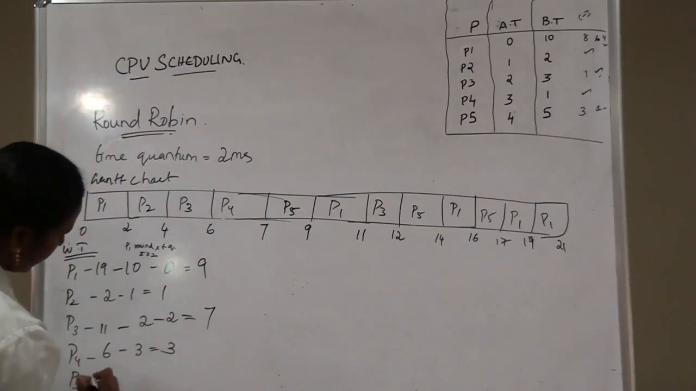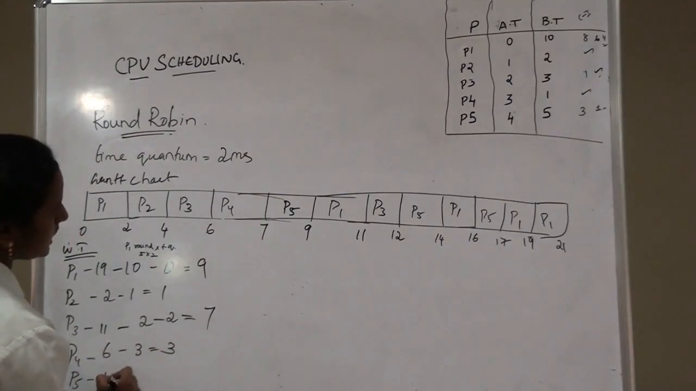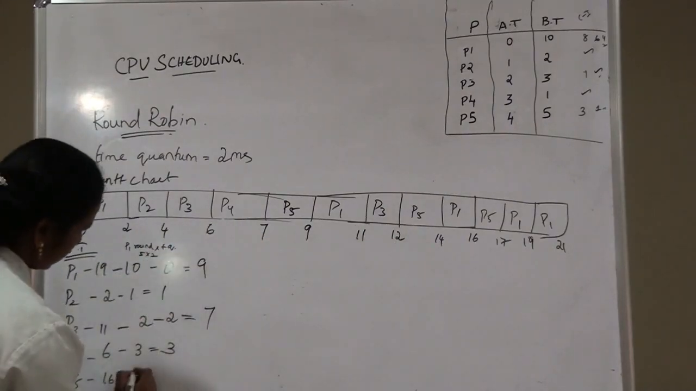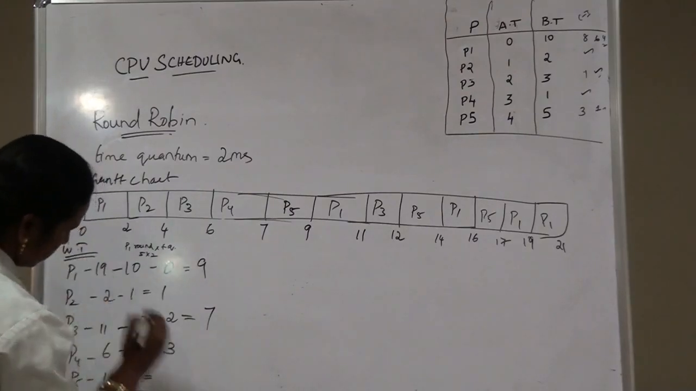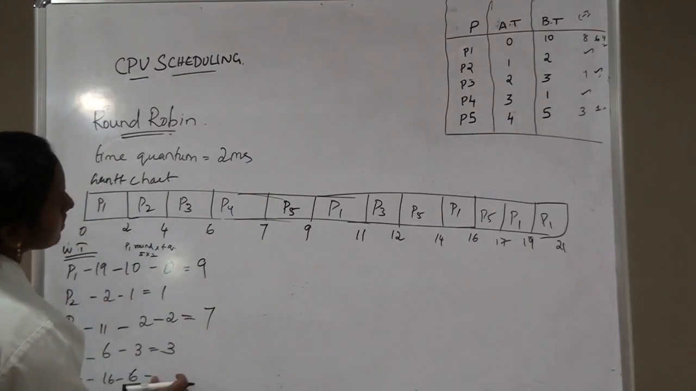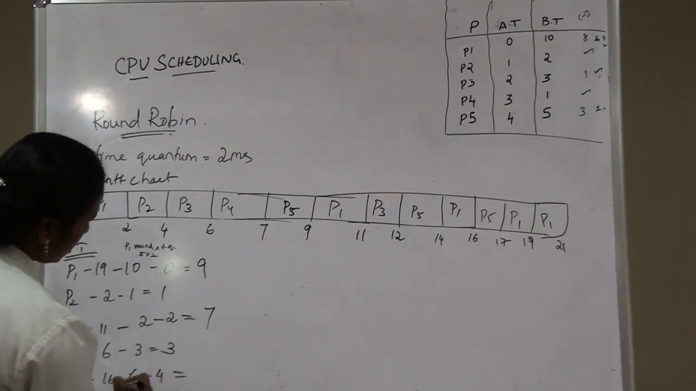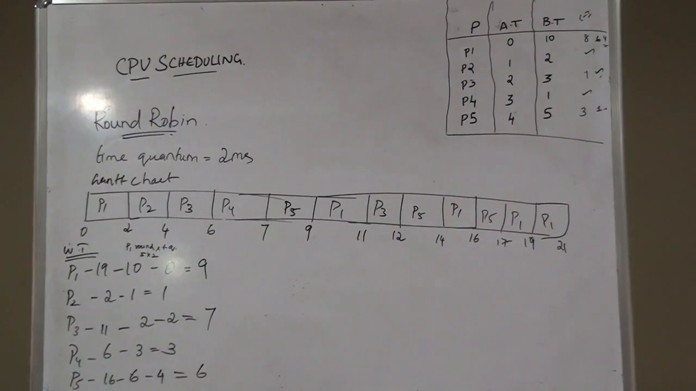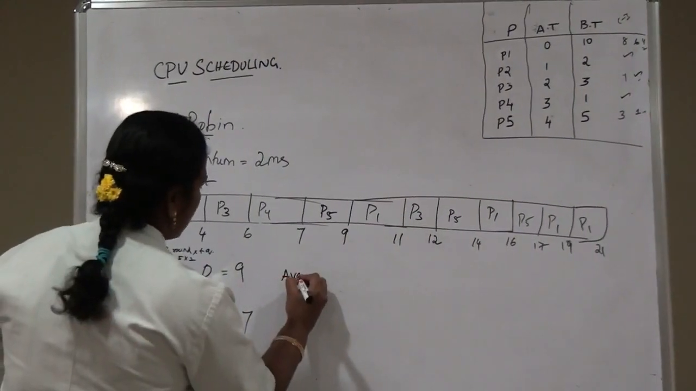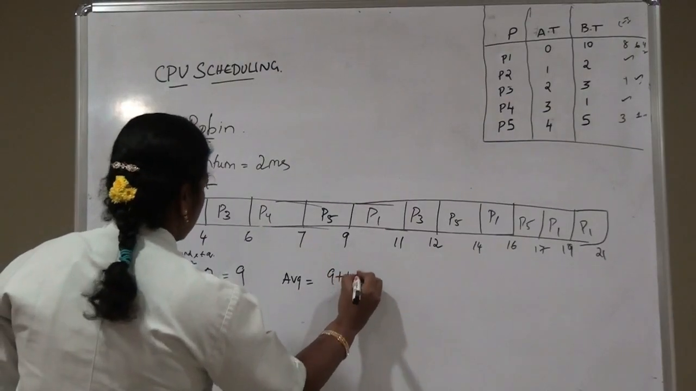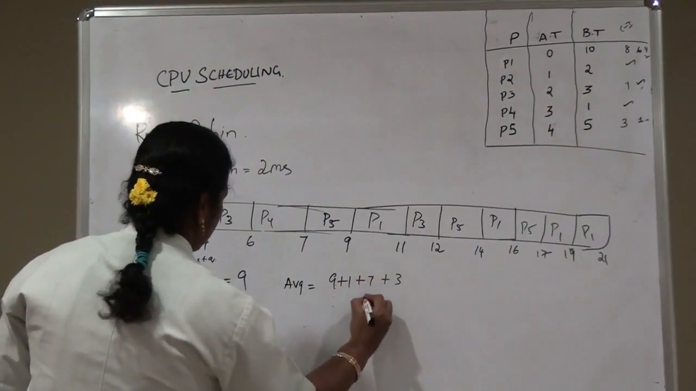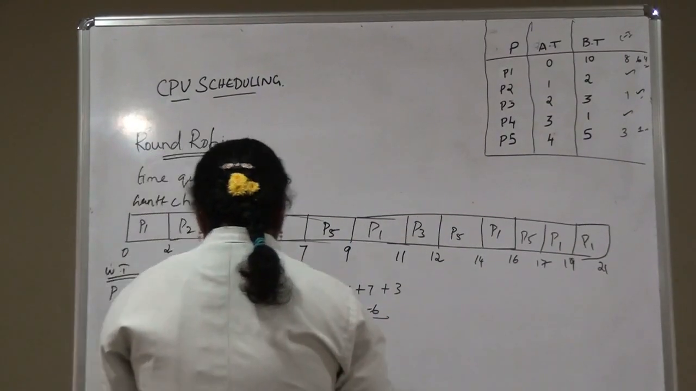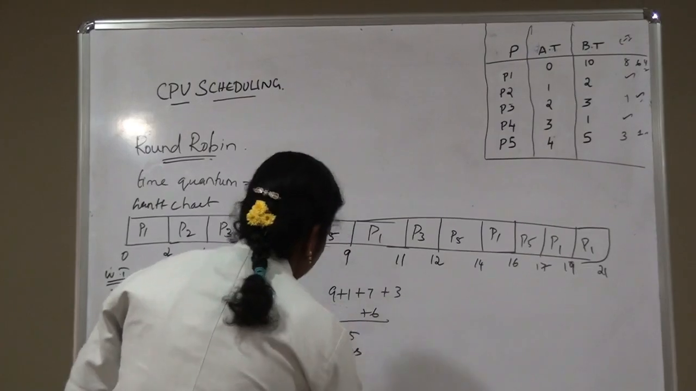Next for P5 I have, at last, 16 minus 2, 3, 4, 6, minus the arrival time, which is 4. So 16 minus 10 is 6. So now the waiting time is 6. Now the average is 9 plus 1 plus 7 plus 3 plus 6 divided by 5. So the average is 6 milliseconds.